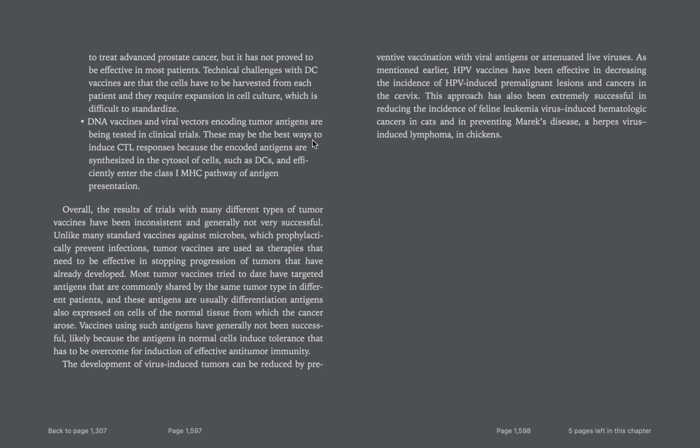The development of virus-induced tumors can be reduced by preventive vaccination with viral antigens or attenuated live viruses. As mentioned earlier, HPV vaccines have been effective in decreasing the incidence of HPV-induced premalignant lesions and cancer in the cervix. This approach has also been extremely successful in reducing the incidence of feline leukemia virus-induced hematological cancer in cats and preventing Marek's disease, a herpesvirus-induced lymphoma in chickens.